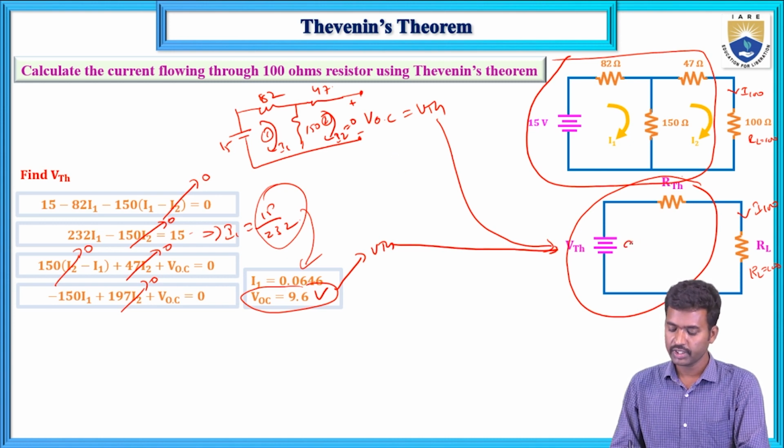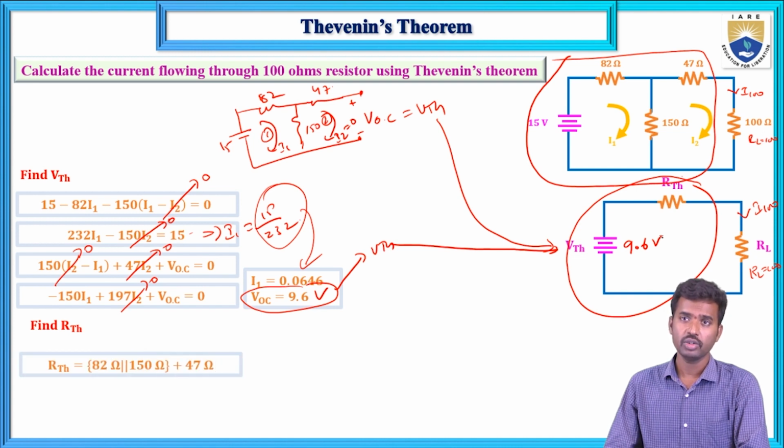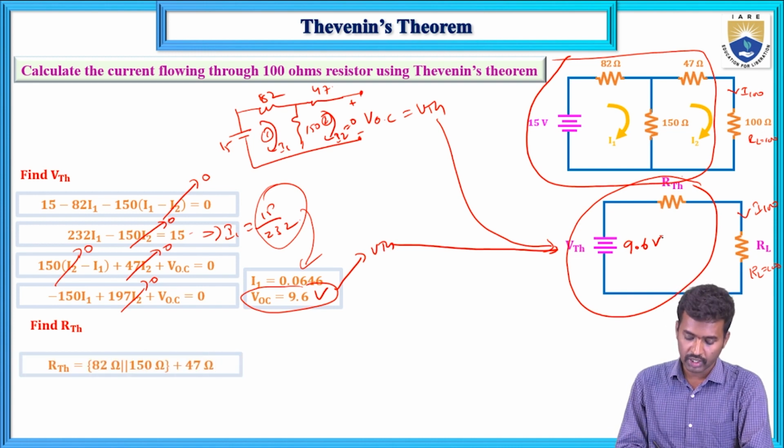Now this VTH is 9.6 volts. Now calculate the RTH. To calculate the RTH, first remove the load resistance from the given circuit. So now first draw the circuit. Remove the load resistance from the given circuit.